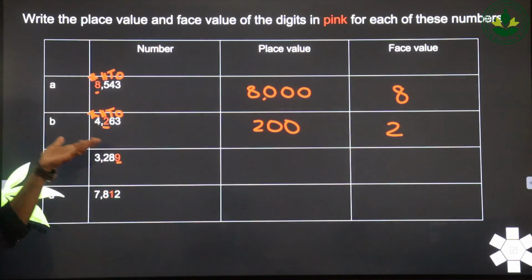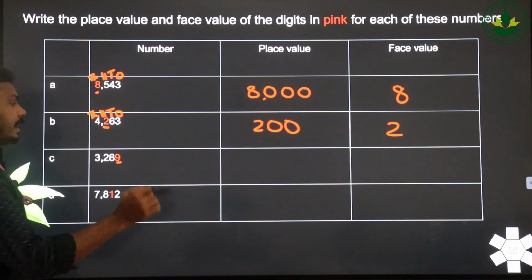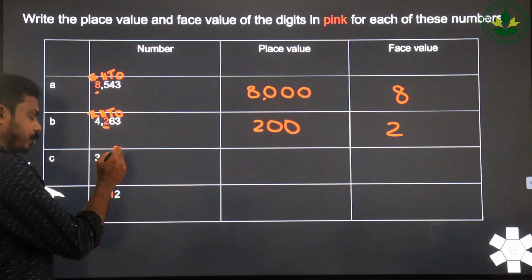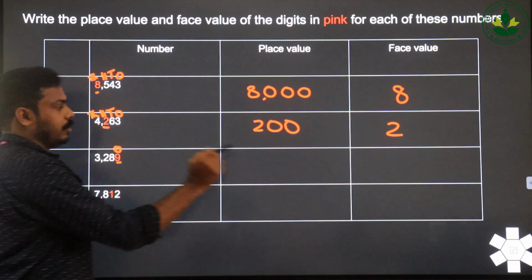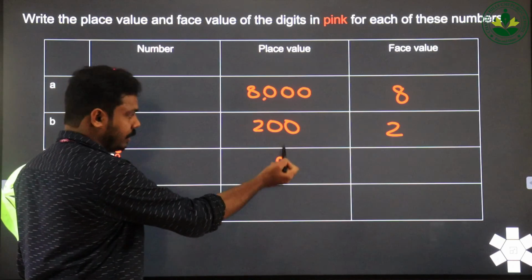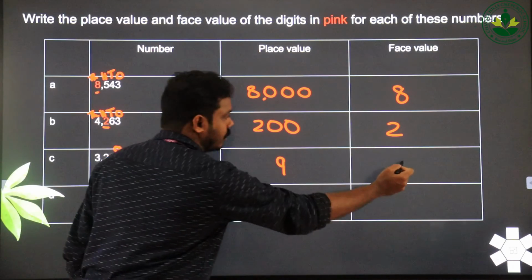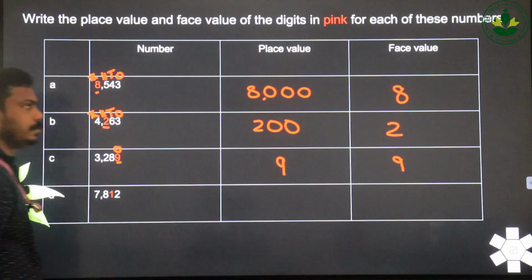3289. We need to write the place value and the face value of 9 in 3289. 9 is in which place? 1's place. So the place value of 9 is 9 into 1, that is 9, and face value means the digit itself, so it is 9.